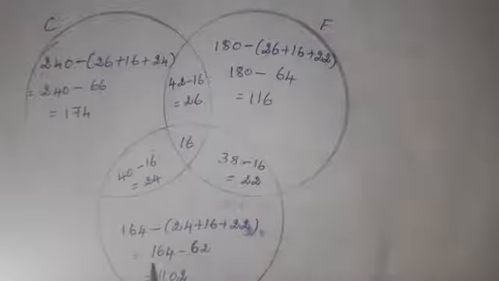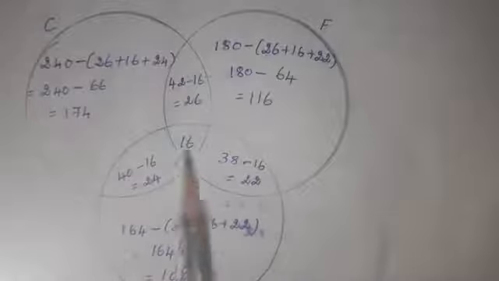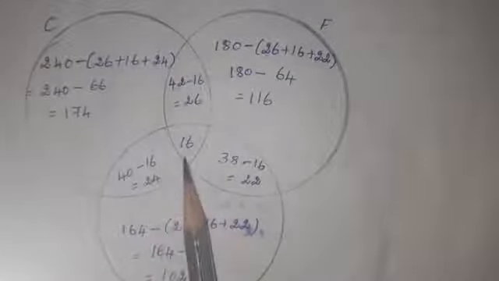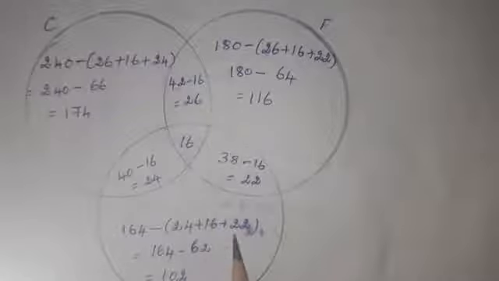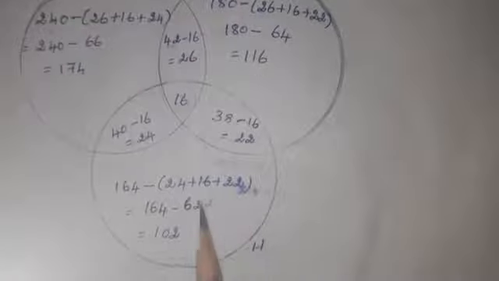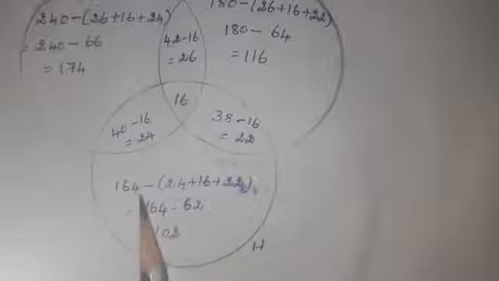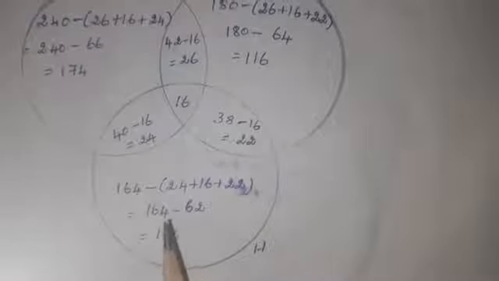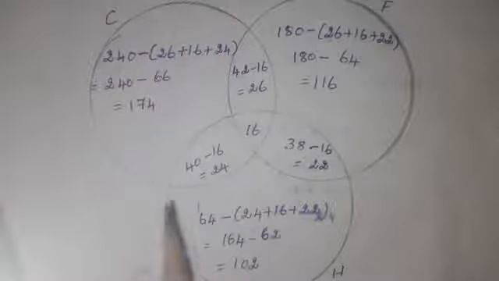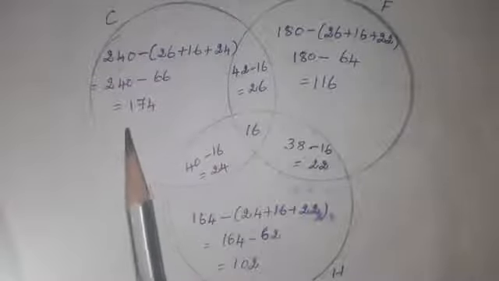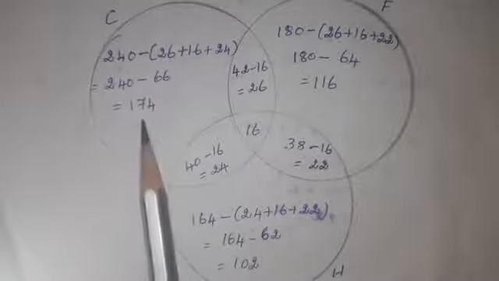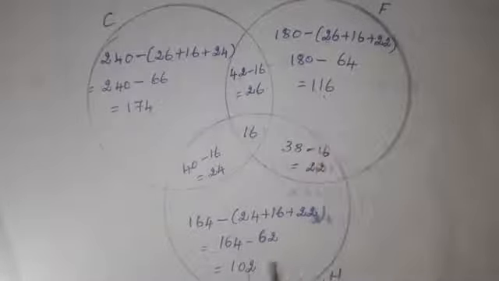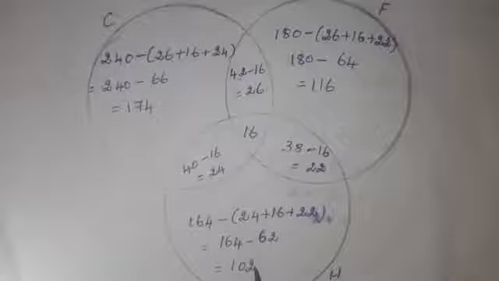Come to hockey, here you should consider the full circle. Again do it the same way: 24 plus 16 plus 22. Add this, 62. Subtract from 164, you will get 102. See here, the number of students who play only cricket is 174, only football 116, only hockey 102.